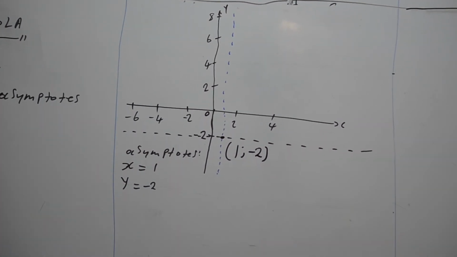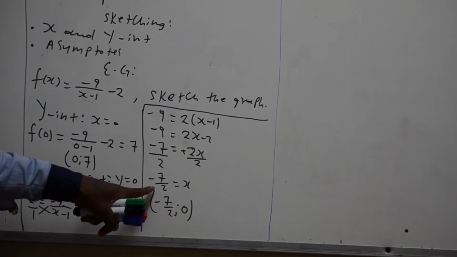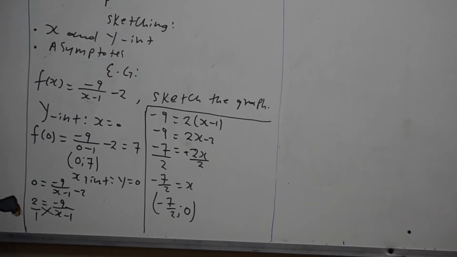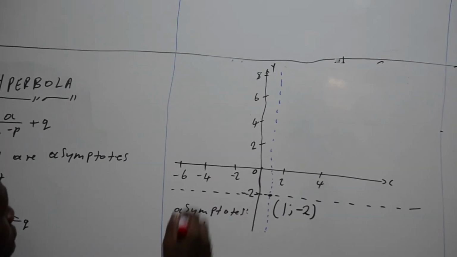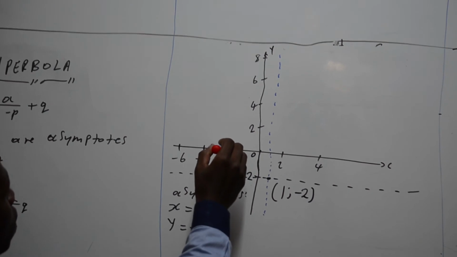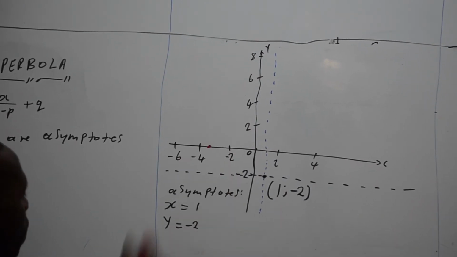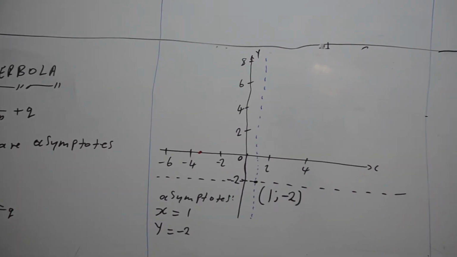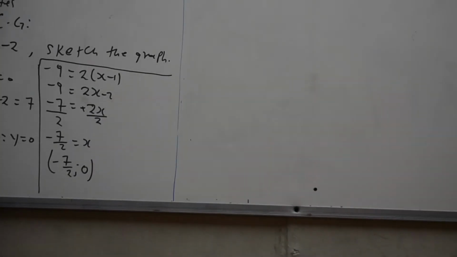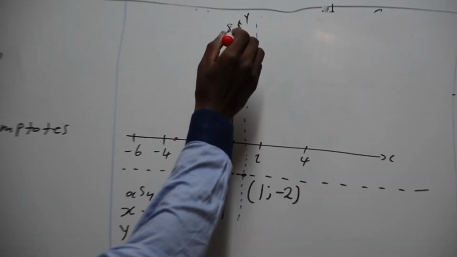Then now I'll plot down the y-intercept and x-intercept. So x is negative 3,5. So there's my x. I'll put my x where? Here. Negative 3,5, close to 4. There's my x. And y is positive 7. Now the y, run it down.